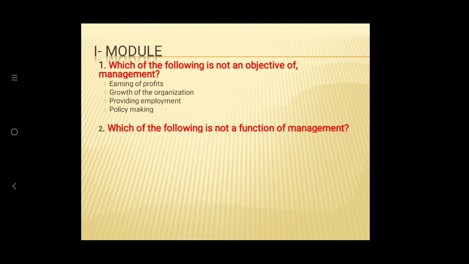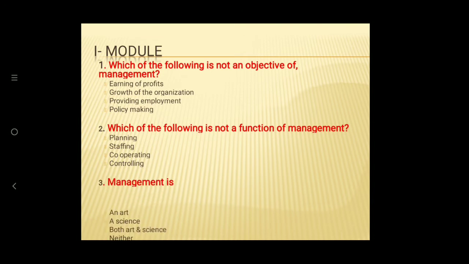Second question, which of the following is not a function of management? Listen properly. Which of the following is not a function of management? Option A, planning, this is a function of management. Option B, staffing, a function of management. Option C, cooperating, this is not a function. Cooperating is the essence of management. And controlling, the last or end function of management. Hence cooperating is not a function of management. Hence the right answer is cooperating.